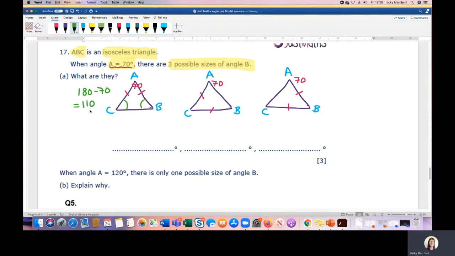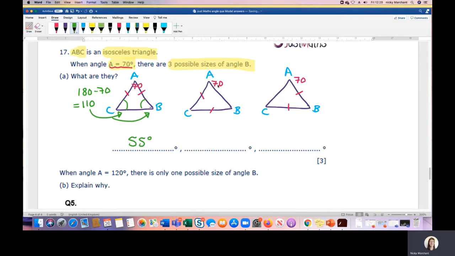110 to split between the angle at C and the angle at corner B. So that's divide by 2, leaves you with 55 degrees. So the first option is 55 degrees for B.